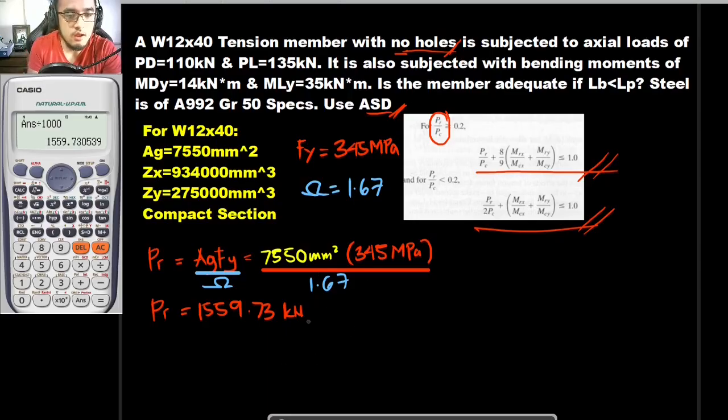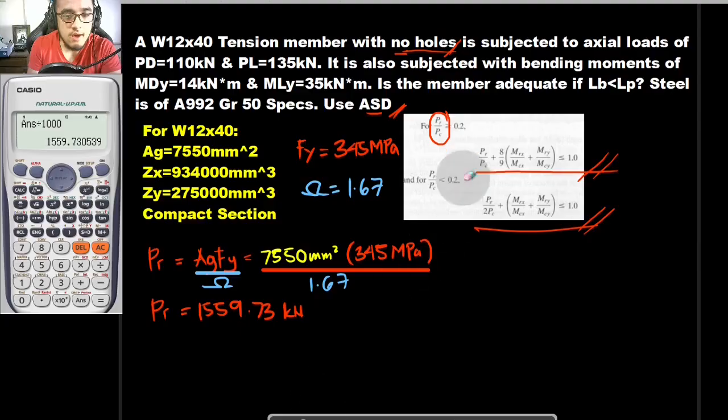Okay, sir. And so however, if we are to use LRFD here, instead of dividing this by our factor of safety, which is 1.67, we are then to multiply this by our reduction factor phi, which is 0.9. So that is if we are to use LRFD. But in this problem, we are to use ASD. So we are to divide it by our omega, which is 1.67. So that is to be for our PR.